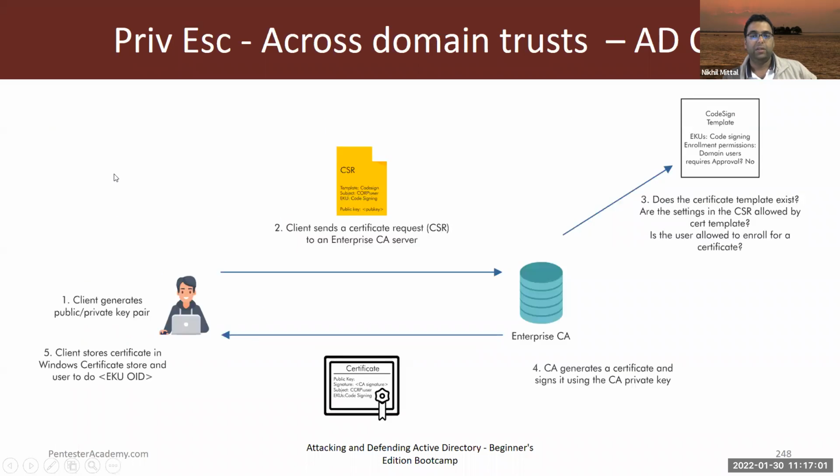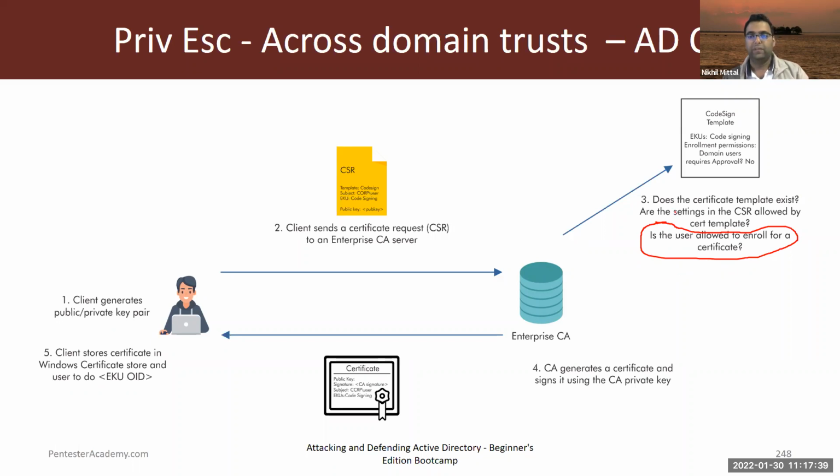All right. Now, there can be multiple misconfigurations, of course. For example, is the user allowed to enroll for a certificate? What if this is too permissive? If it is very permissive, what if all the domain users are allowed to request a certificate? What would happen in that case? In that case, if a certificate, let's say, allows you to sign a document on behalf of a user, all the domain users will be able to do that.